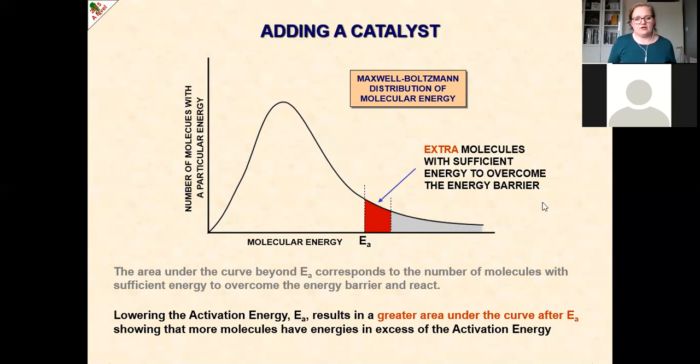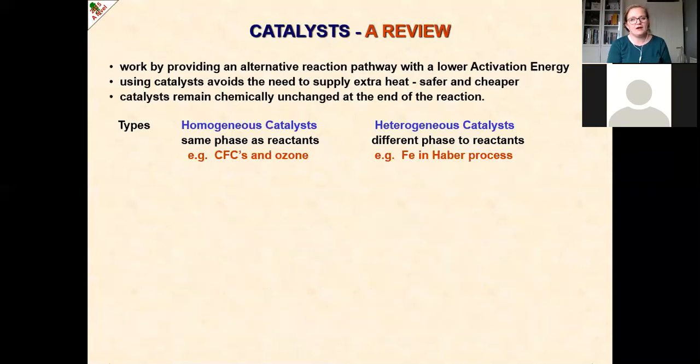So by lowering the activation energy, this has resulted in a greater area under the curve after EA, after activation energy, which shows us that more molecules have energies in excess of the activation energy, so they can overcome that energy barrier. So we're going to have a quick review of catalysts.